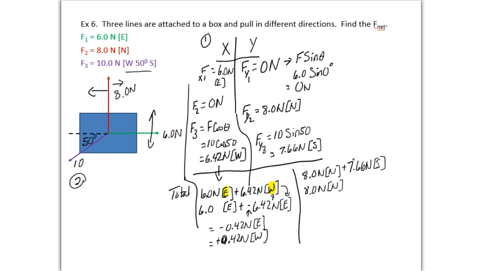South is our smaller force at 7.66, so we're going to change this direction to north, and by doing that you have to change the 7.66 to negative. So your total answer then is 0.36 newtons north.